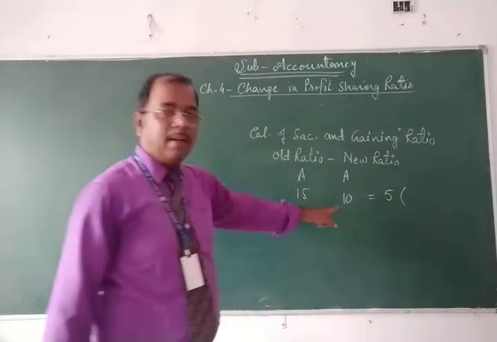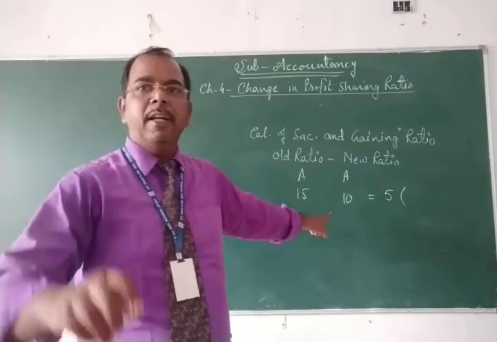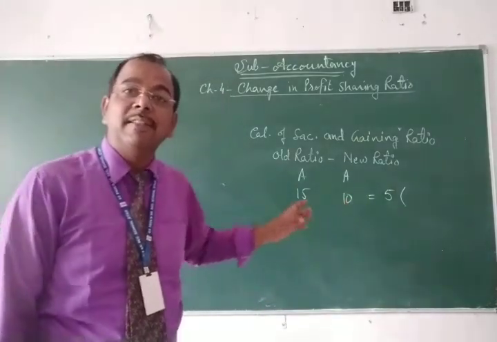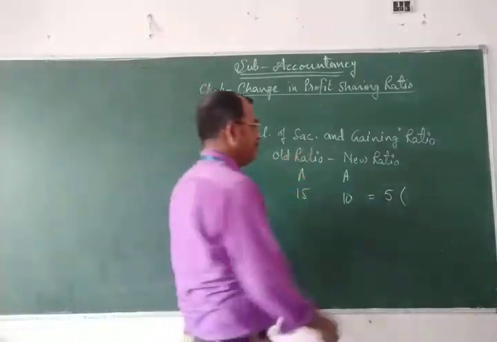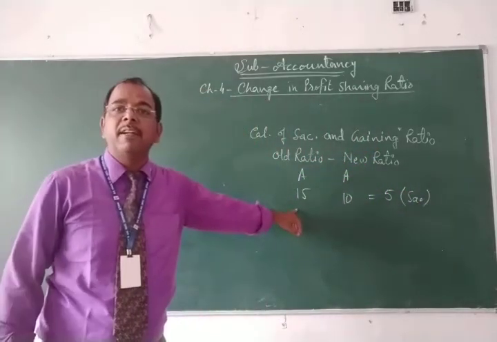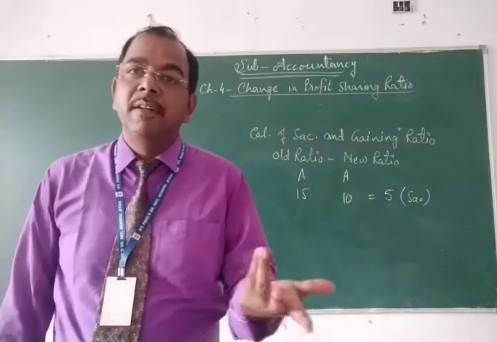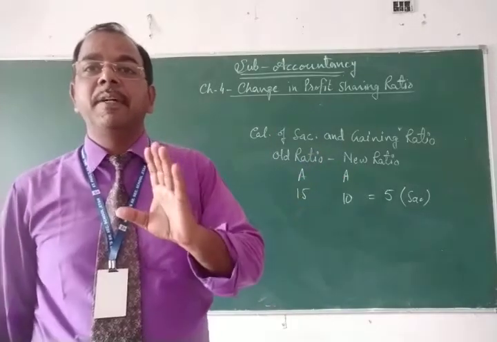But it is clearly visible that A is sacrificing. Students, it is clearly visible that A is sacrificing here, because if he was earlier getting rupees 15, and now he is getting rupees 10 as profit, then from the difference it is clearly visible that he is sacrificing.